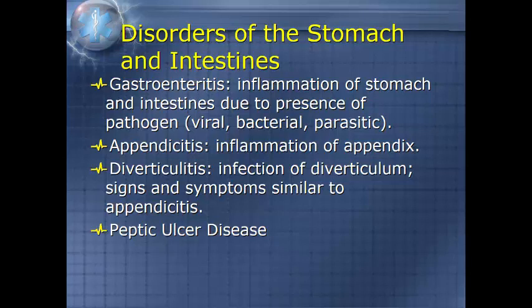This is just inflammation of the stomach and intestines due to some kind of pathogen. There's a whole lot of stuff that it can be. It's just kind of a catch-all phrase. Your appendicitis, this is inflammation of the appendix. Diverticulitis, this is an infection of the diverticulum. And your signs and symptoms are going to be very similar to your appendicitis, but instead of happening on the right side, they're going to happen on the left side in the descending colon.